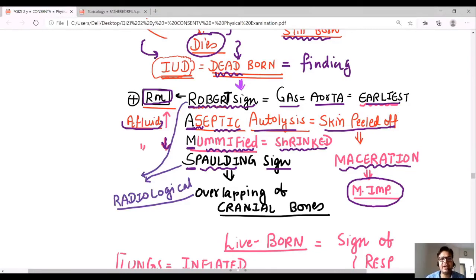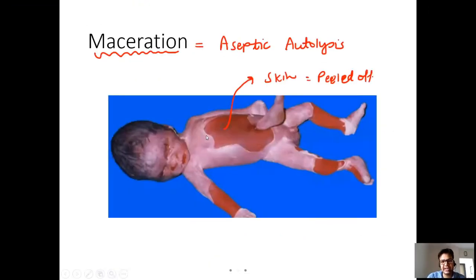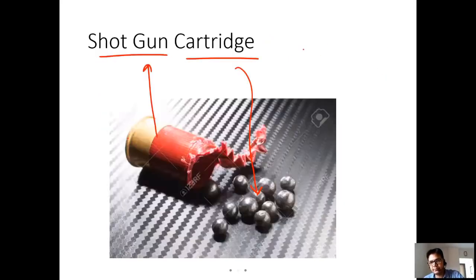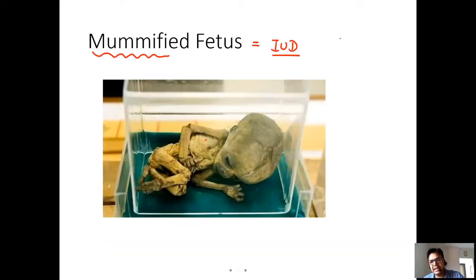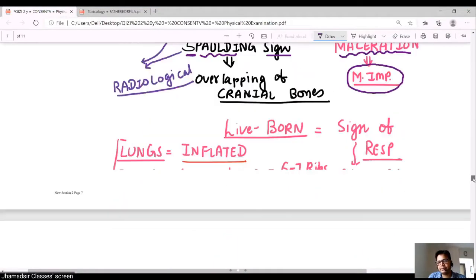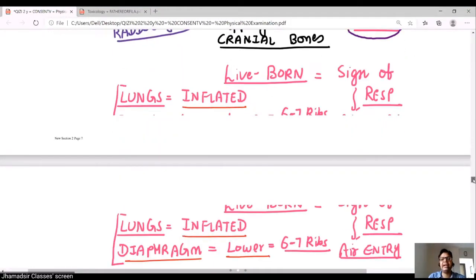I already told you this finding. This is mummification. What is mummification? If amniotic fluid is less, the fetus is converted into a shrunken mass. This condition is known as mummified fetus. Anyway, sir, these are the findings of dead bone.